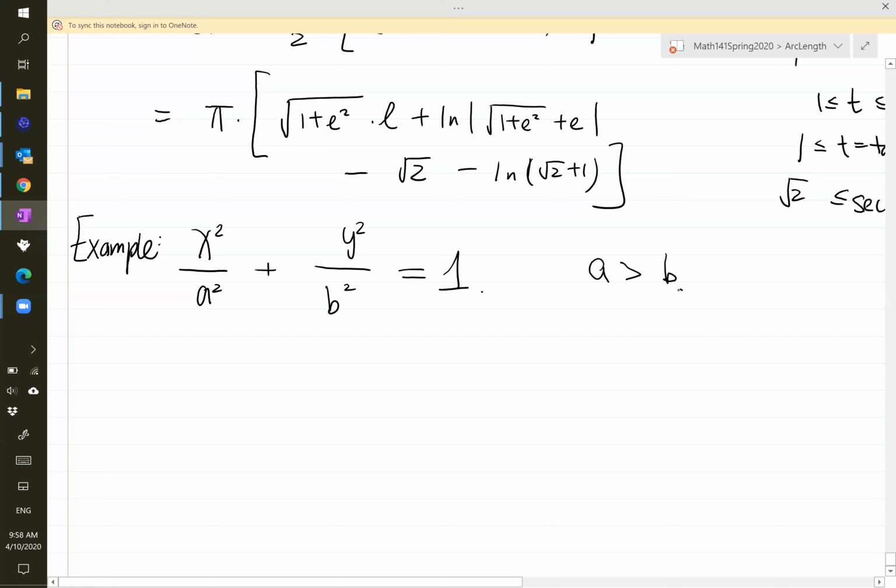Remember last time we mentioned one time, it's not easy to find its arc length. Still remember what we did last time? It's really tedious, very difficult to find its arc length. So if you plot it, it will look like this.